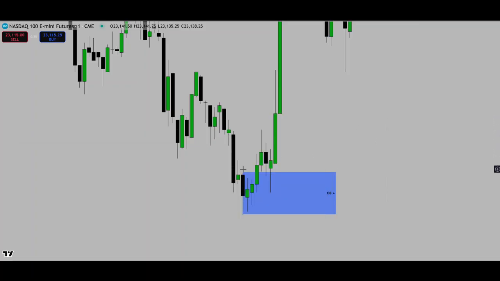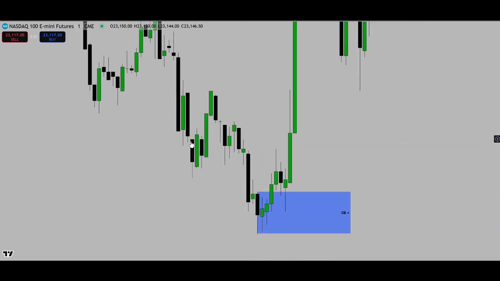Pause the video here, do yourself the favor, and explain to yourself, why do you think this is an order block, but this candle right here is not a valid one? Not every order block is valid. Why is this one valid? Why is this one not? Now, I know some of you guys didn't pause the video. That's your problem. I don't really care. If you want to do that, you do that.